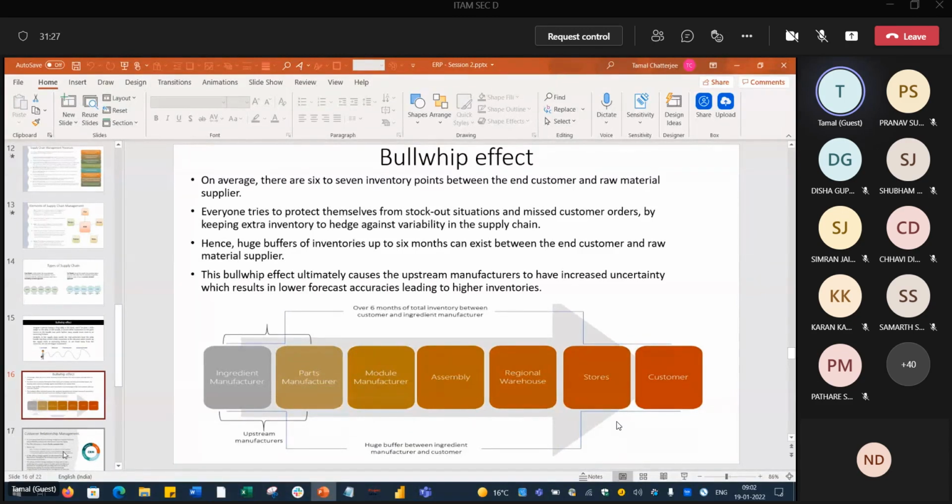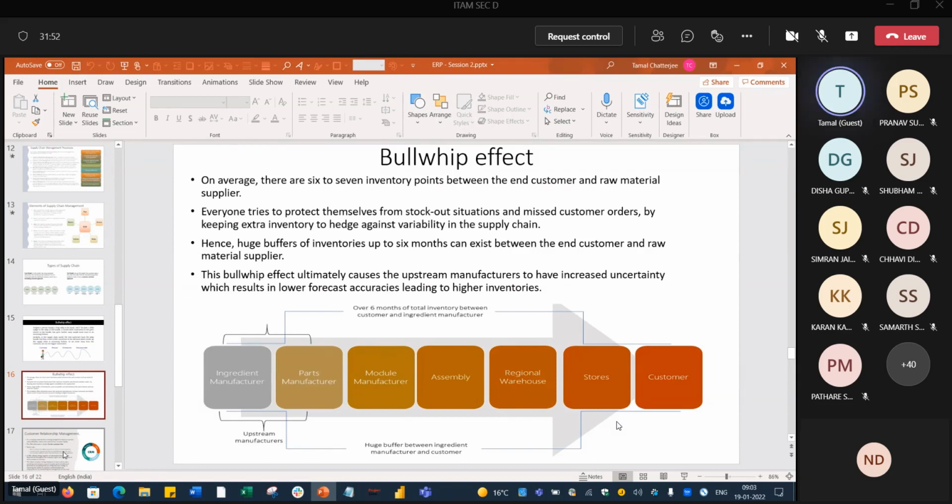So we end up having inventories in each and every step of our supply chain, and that is a place where we have a huge opportunity for improvement. So that is the bullwhip effect.